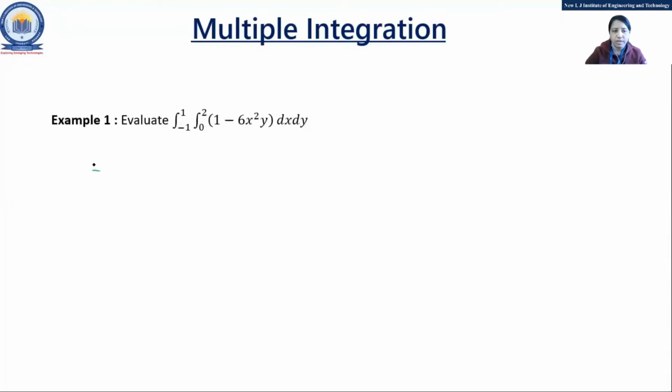Now it is a simple integration. From -1 to 1, first we'll do with respect to x: (1 - 6x²y) dx and then dy. It can be written like this. Whenever you are integrating with respect to x, the other variable is taken as a constant. So y is a constant. What is the integration of this one?